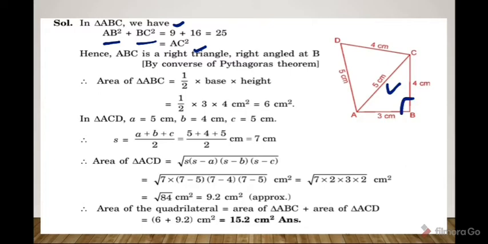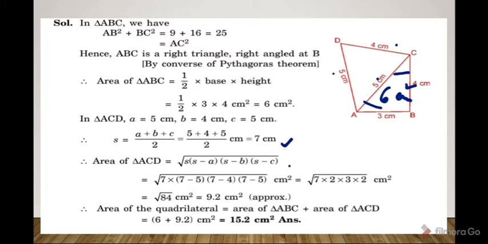Now since it is a right angle triangle, just use the formula half into base into height, that is half into 3 into 4, it will be 6 centimeter square. So the area of this triangle is equal to 6 centimeter square. Now for triangle ACD, it is a scalene triangle and it is not a right angle triangle, so just use Heron's formula. To use Heron's formula, first I need half of the perimeter, which will be 4 plus 5 plus 5 by 2. Just do the calculation, it will be 7.